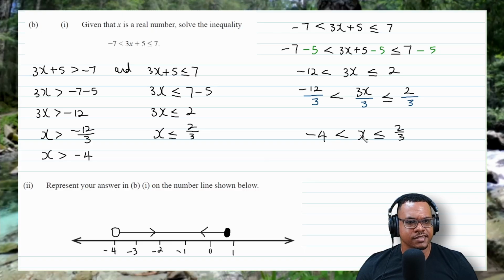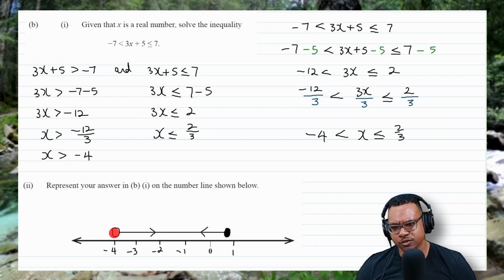So this simply means x is greater than -4 and x is less than or equal to 2/3. So x is in between -4 and 2/3. And the number line shows that x is in between -4 and 2/3.